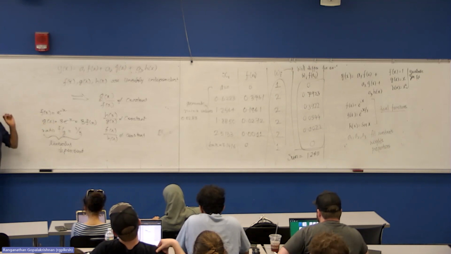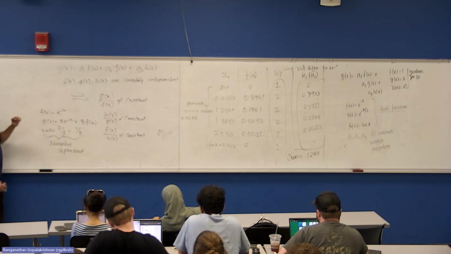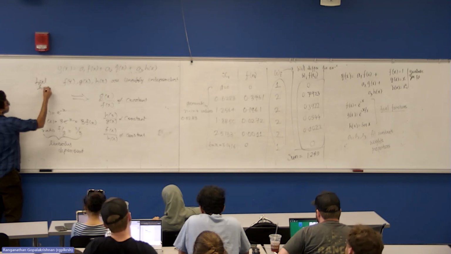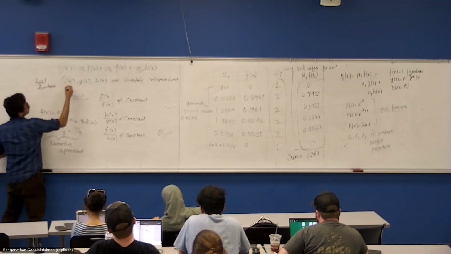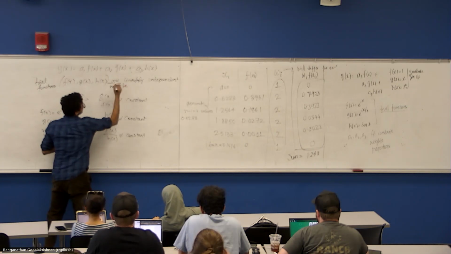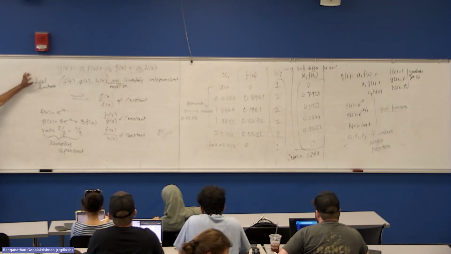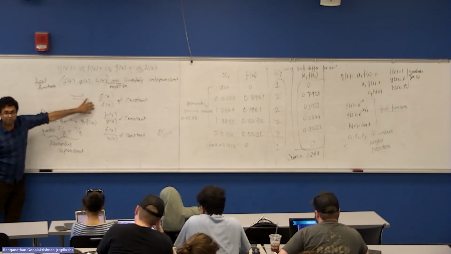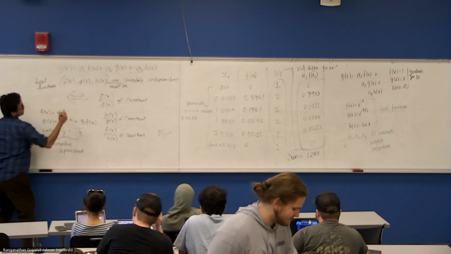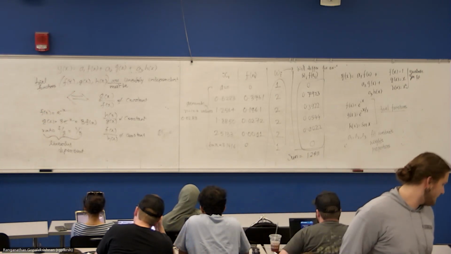Okay. So the first requirement for these trial functions is that they must be linearly independent. That is, if they are linearly independent, then their ratio will not be a constant. If their ratio is not a constant, then they are linearly independent.